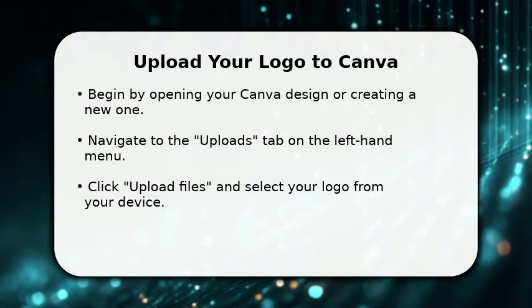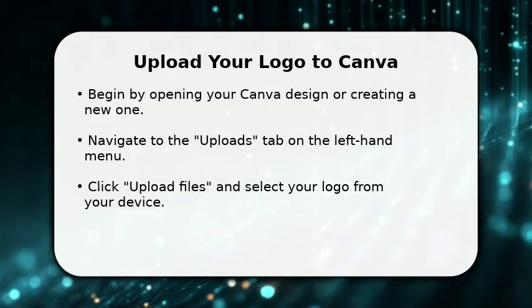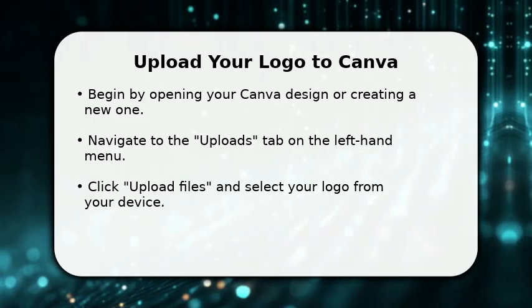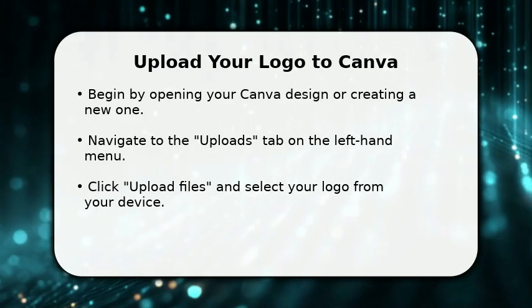In this video, I will show you how to put your logo on Canva. First, open your design or start a new one. Look for the Uploads tab on the left side of your screen. Click on Upload Files and choose your logo image from your computer or device.